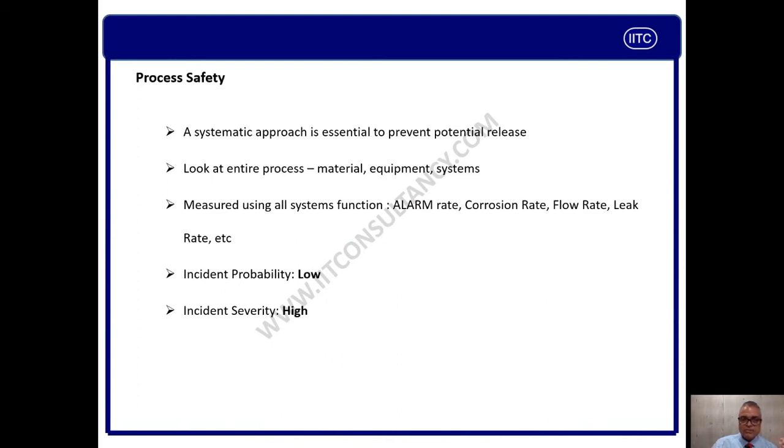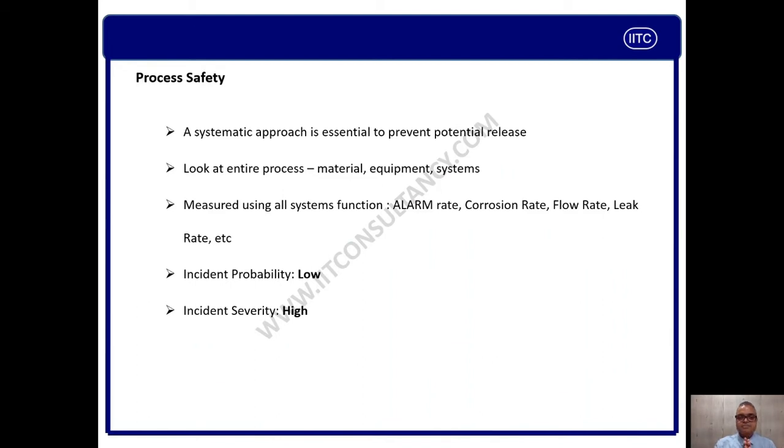In terms of probability, these process safety events are very few, but the severity is very high. When I say severity is very high, that means it can kill many people at one point of time, because this is a process safety related event. Anybody and everybody who is in the contour of high fire, high radiation, high exposure zone will be affected and may be killed. That is why the severity is very high.